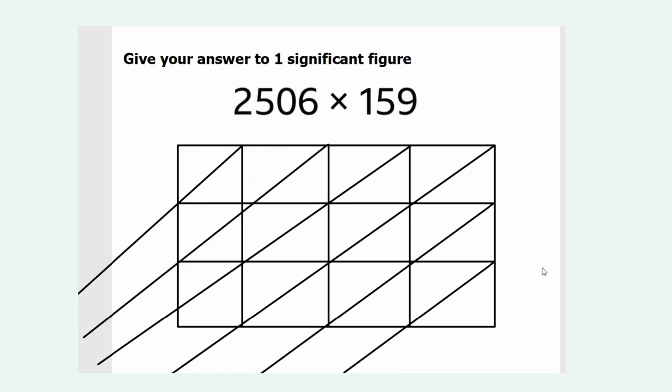For question 8, we have to multiply 2,506 times 159. I am using the lattice method to multiply. After I get the answer, I will round it to the first significant figure.